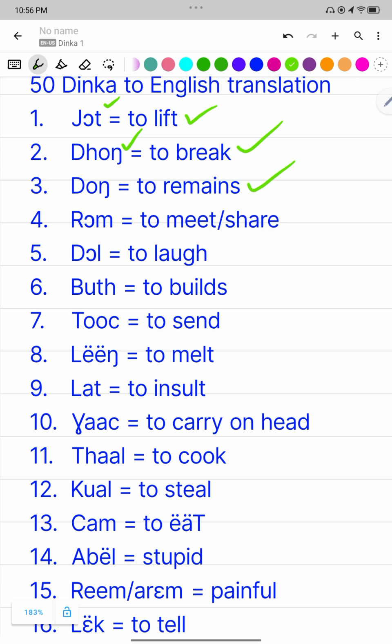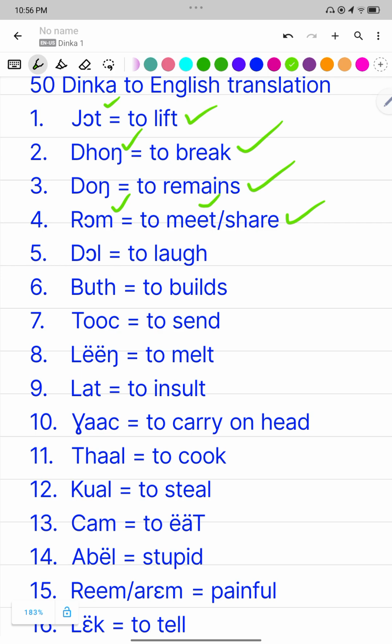Number four, rom. Rom means to meet or to share. Rom means to share food or to share something with someone. Or rom means to meet your friend, to meet someone on the way. You can call it rom or rom; there is a difference between the pronunciation.